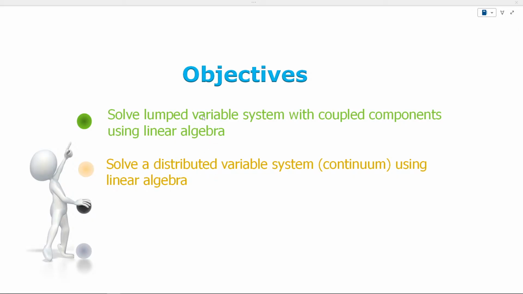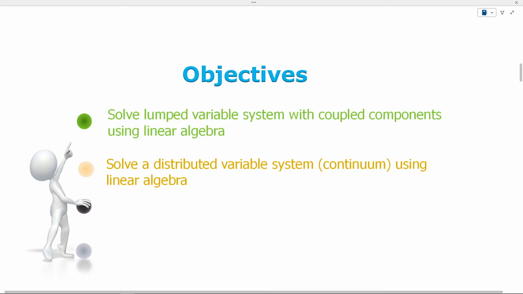There are many engineering applications that can be represented as a system of linear equations. We will look at two different types of models that we can use. One is called the lumped variable system with coupled components using linear algebra, or just the lumped model. A lumped model is basically a black box model.